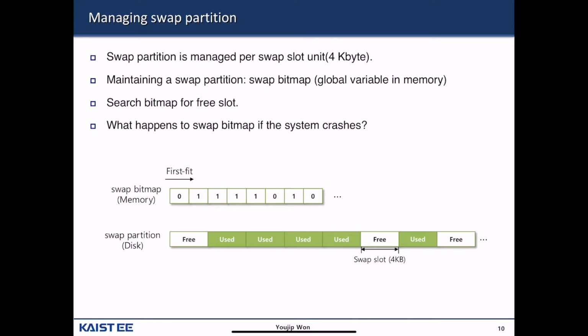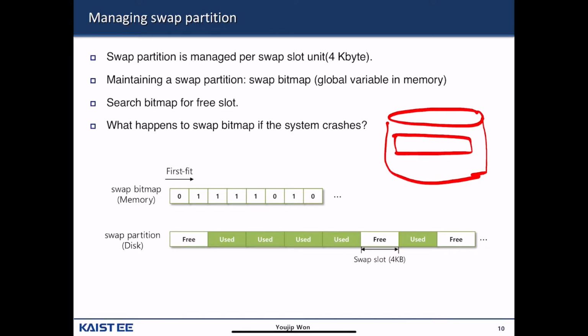We have to manage a swap partition. The swap partition resides on the disk, as a part of the disk, but it acts as memory. In Pintos, the swap partition is managed per swap slot unit, and it is 4 kilobytes. To maintain a swap partition, the operating system maintains a data structure, which we call a swap bitmap. This is a global variable in memory. This swap bitmap is used to search for the free slots.